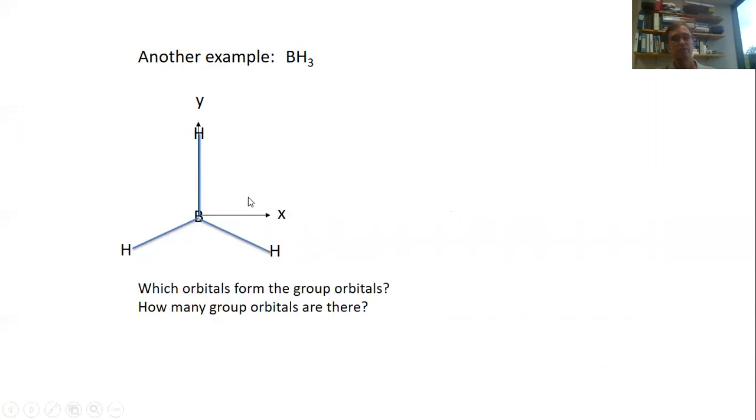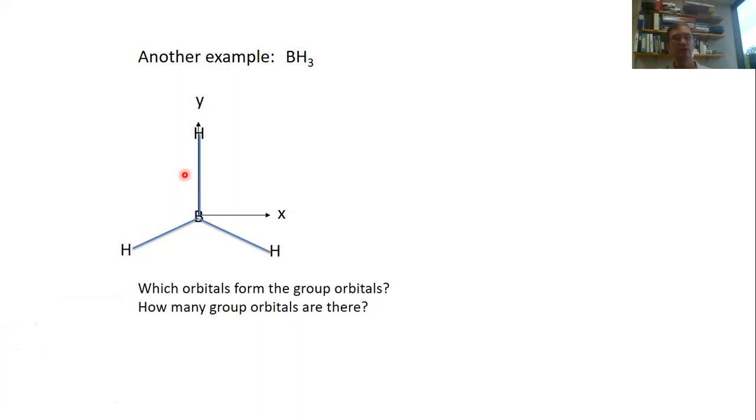So the method for determining the molecular orbitals is basically the same. First you have to be aware of what your point group is. And the point group for BH3 would be D3h.